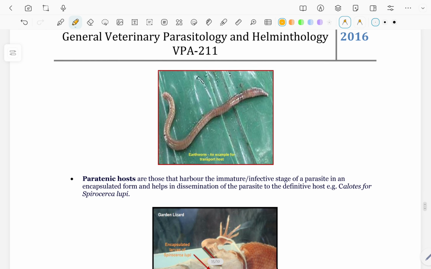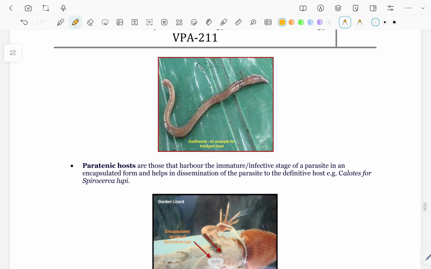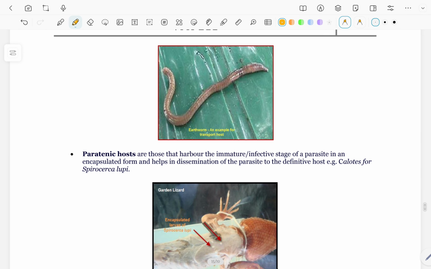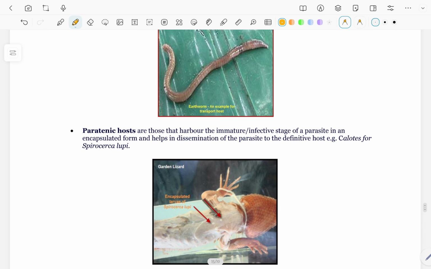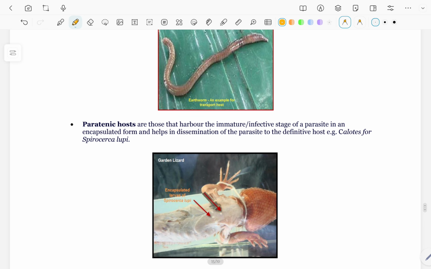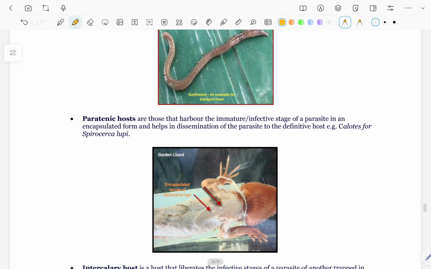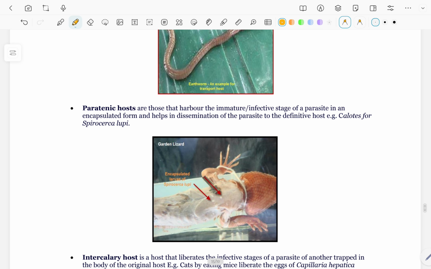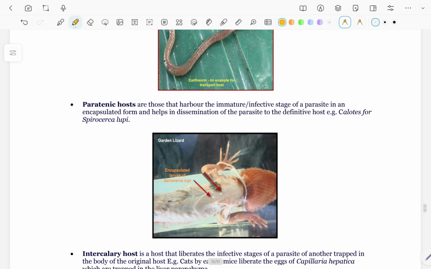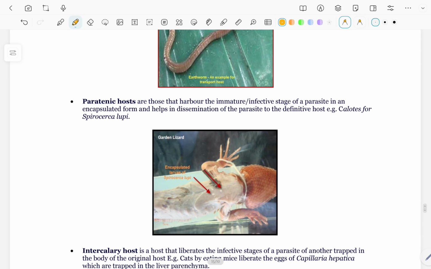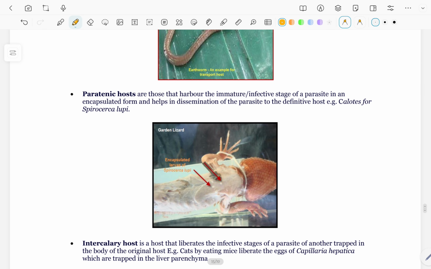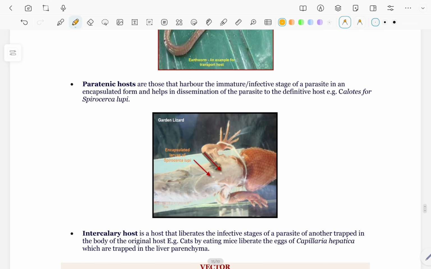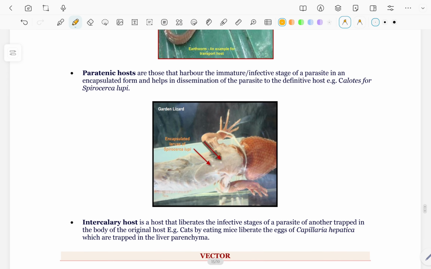Paratenic hosts are those that harbor the immature or infective stage of a parasite in an encapsulated form and help in dissemination of the parasite to the definitive host. Example: dung beetle for Spirocerca lupi.